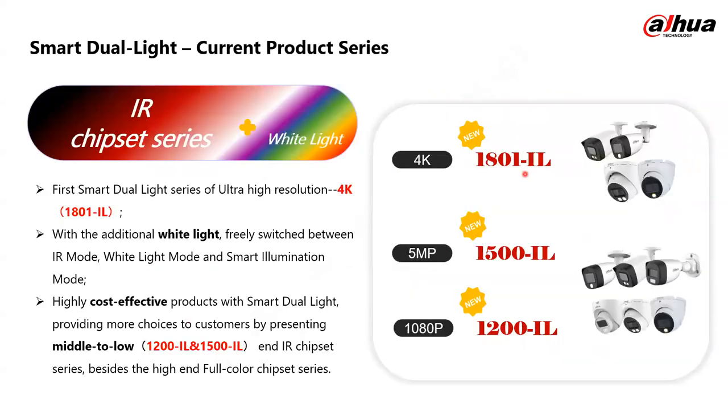Other smart dual lighting cameras at the moment are the IR chipset series, which also have white light functions. We have the 4K series in terms of resolution, that's the 1801IL. We have the 5 megapixels with the 1500 series with the IL function, and then again the 1200IL functions. These have an additional white light. They're cost-effective products, and they support smart dual light, providing more choices to customers by presenting middle to low end IR chipsets besides the high end full color series.